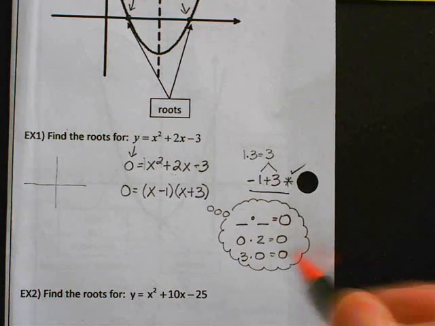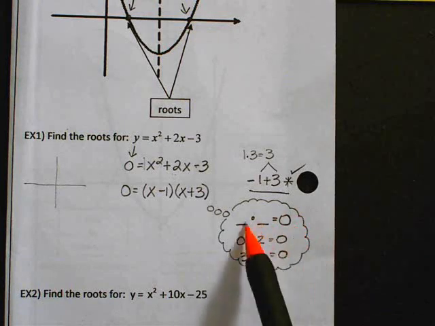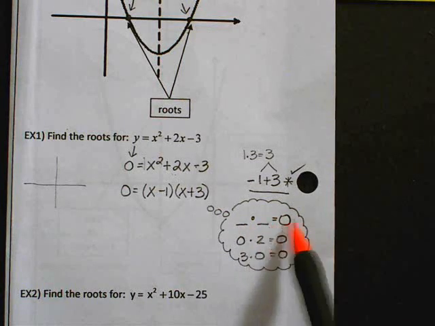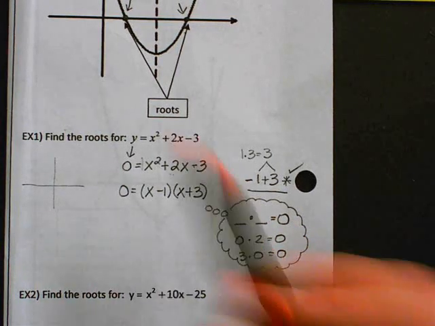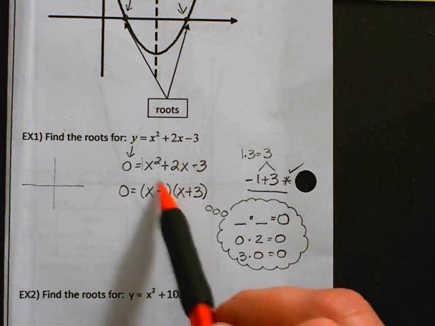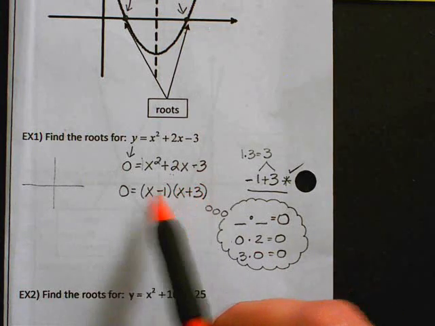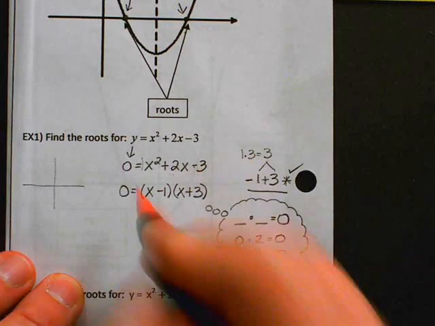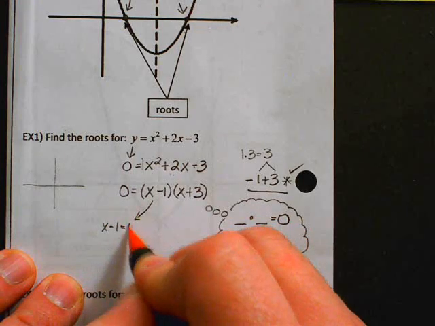So in other words, anytime you have a number multiplied by another number equals 0, that means one of them is 0 or both are 0. And that's exactly what we have here. We have this parenthesis multiplied times this parenthesis, and this times this equals 0. So what does that tell me? That maybe this one here is 0, or maybe this one here is 0.